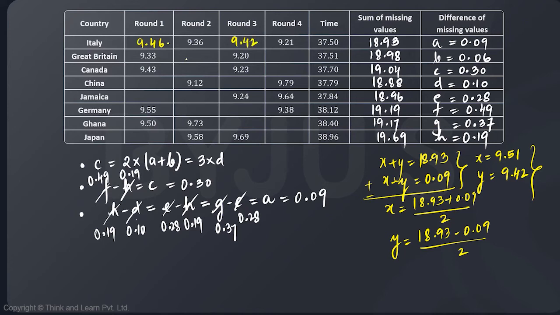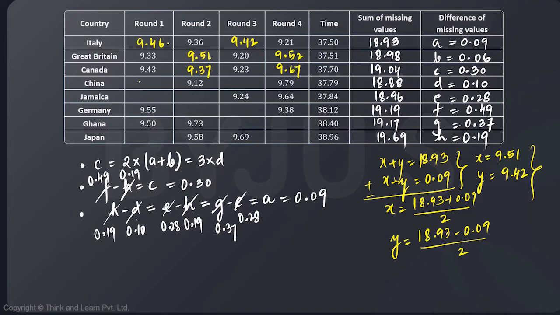Similarly, for Great Britain, if we try to fill it out, this is going to result in 9.51 and it is going to be 9.52. For Canada, this is going to be 9.37. And this one, the fourth round, is going to be 9.67.